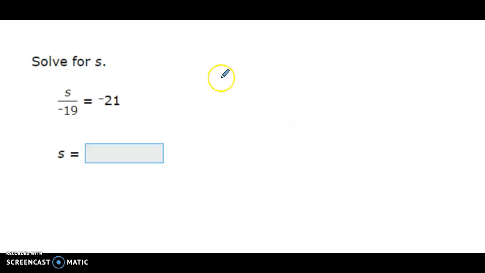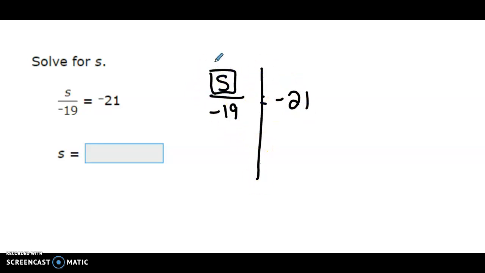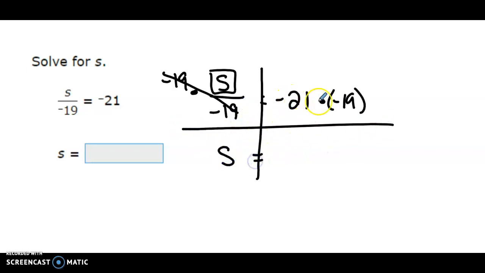Here, again, we have the same thing, except now we have division. S divided by negative 19 equals negative 21. We're going to combine, split, isolate. Now, since we have division, we're going to use multiplication, and we're going to multiply both sides by a negative 19. Because once again, the negative and the negative become positive. 19 over 19 becomes 1, leaving us with S equals, and the negative times the negative is positive here. 21 times 19 is 399.